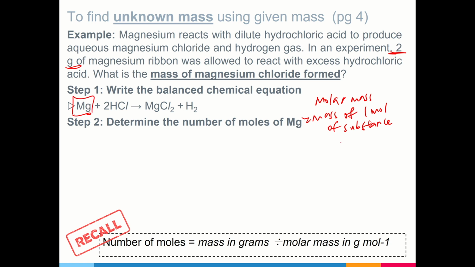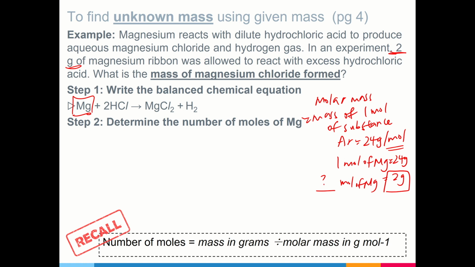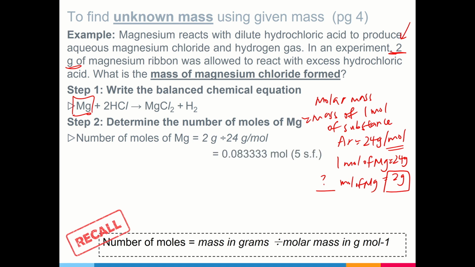Magnesium in your periodic table is 24 gram per mole. So 1 mole of magnesium is 24 gram. Now you are given 2 gram, and you need to find the number of moles of magnesium. So how to find it? Mass given, which is 2 gram here, divided by 24 gram per mole.